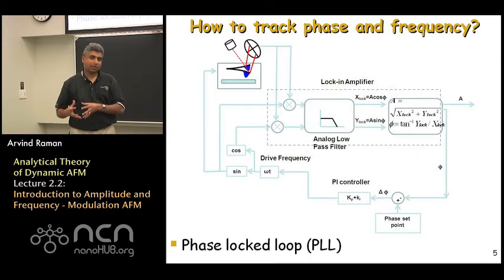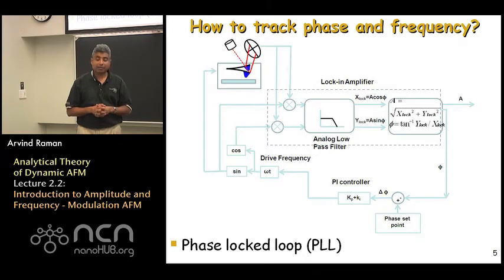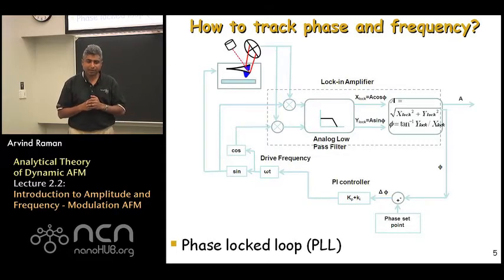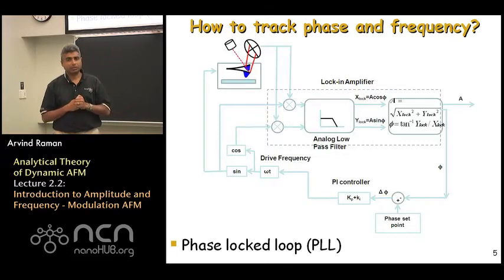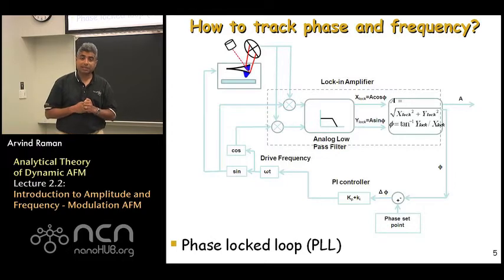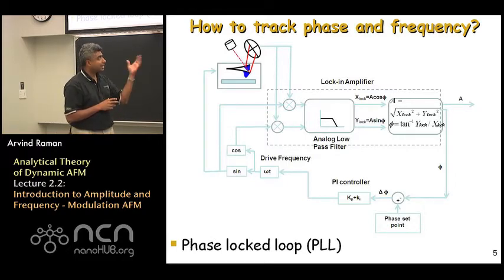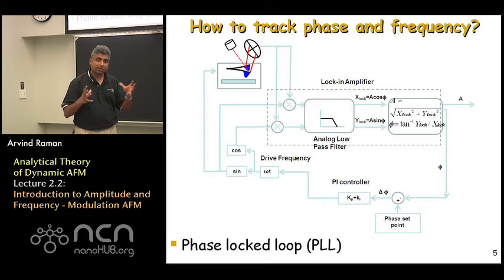Now comes the second part of the question. How would we track the phase and frequency of the oscillation as you approach the sample? And for this, one would use a phase-locked loop. Many AFM systems actually come equipped with phase-locked loops. And here I've shown a flowchart that essentially describes the key components of a phase-locked loop.